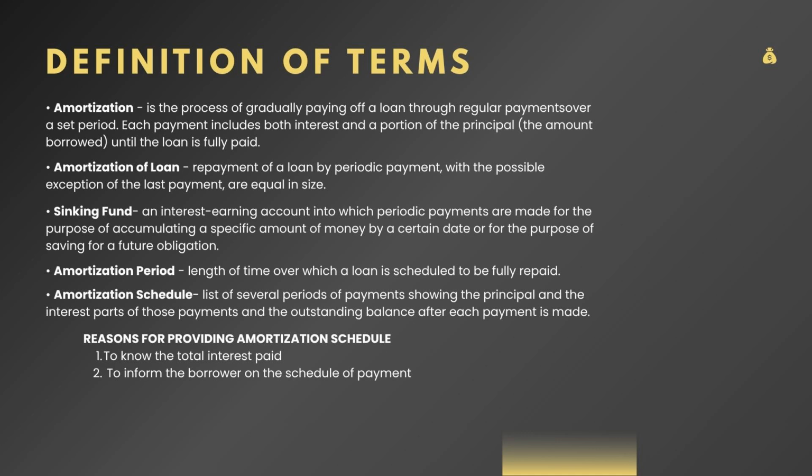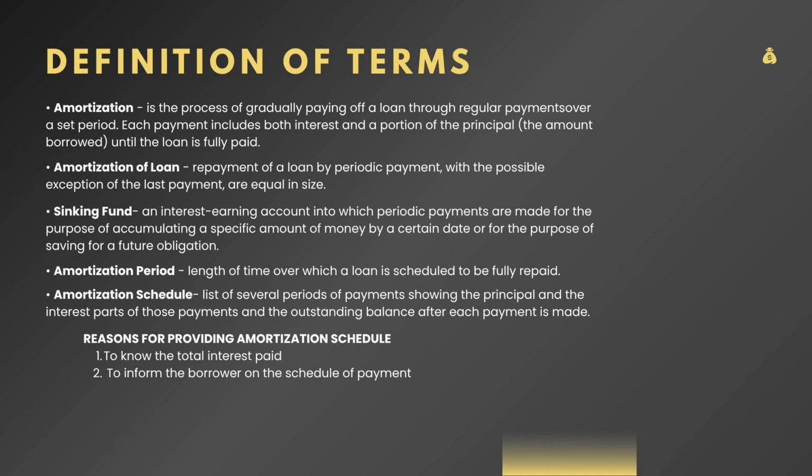First, amortization is a process of gradually paying off a loan through regular payments over a set period. Each payment includes both interest and a portion of principal, the amount borrowed, until the loan is fully paid. Second, amortization of loan refers to the repayment of a loan through periodic payments that are equal in size, with a possible exemption of a last payment.